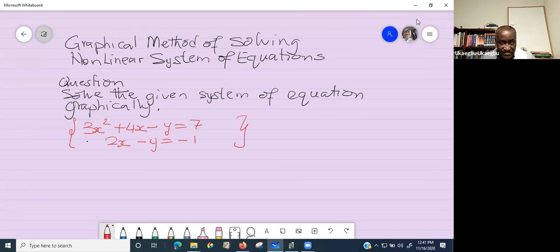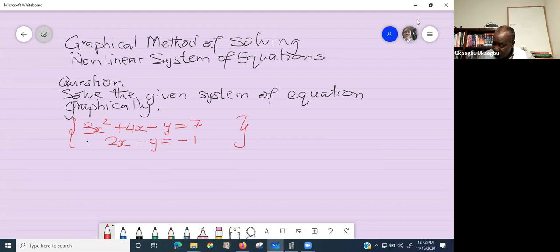You start by creating a data table, which means you are creating a table where you can generate a set of coordinate points. And that set of coordinate points, you will use it to plot the graph. So in other words, before you even create that table, you may need to arrange your equation such that you'll be solving for y.